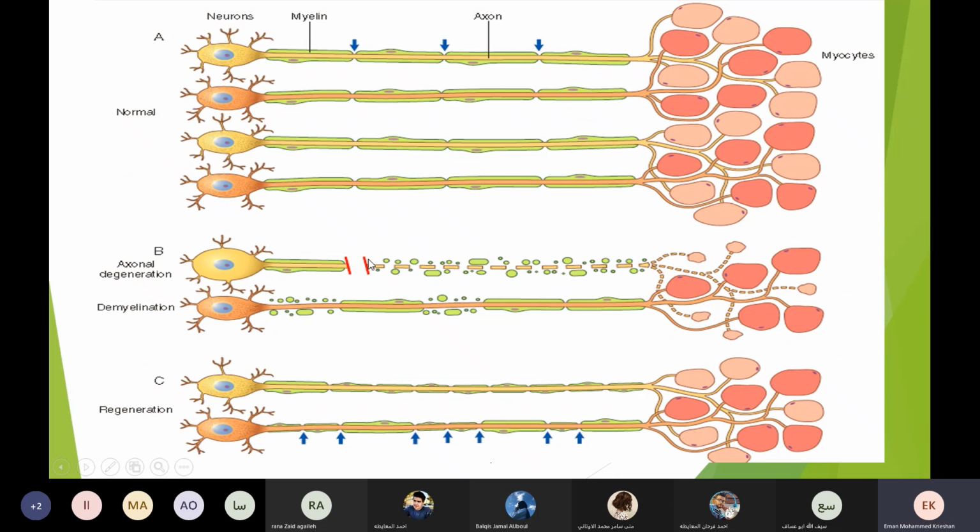We have a cut in the axon. All of the myelin sheath and the axon forward will be degenerated, while if there is a defect in the Schwann cells, demyelination occurs, the axon will be preserved. And the regeneration will take place after that. As I told you, the space between the internodes will be different, okay?